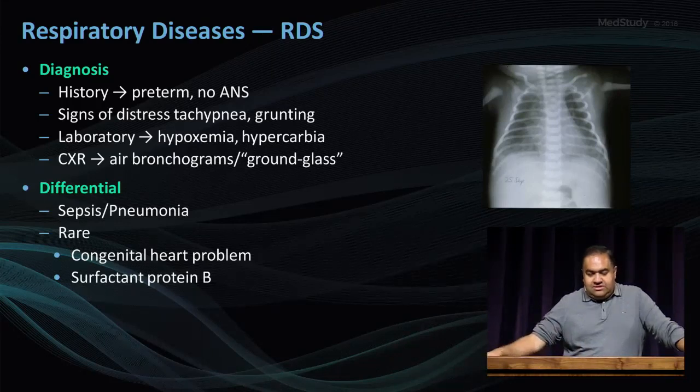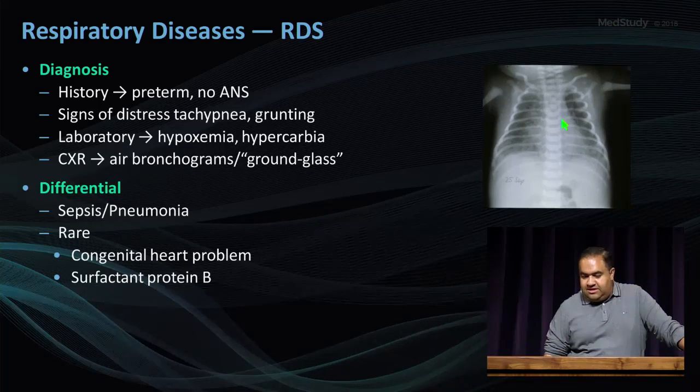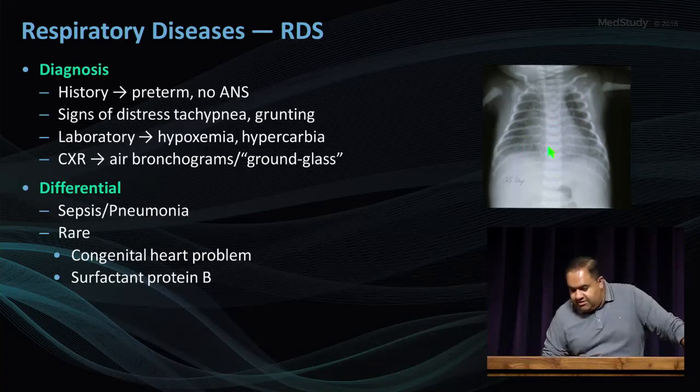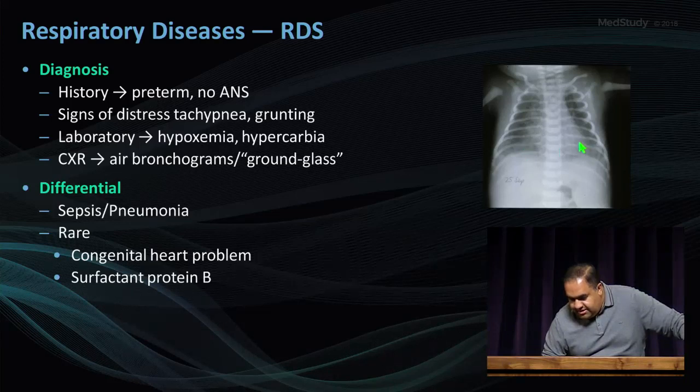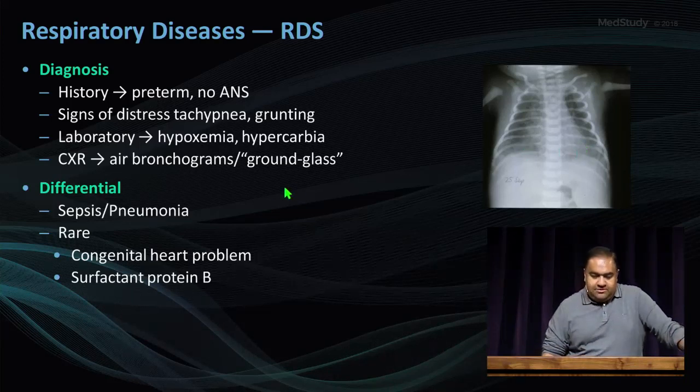So really diagnosis, premature signs of tachypnea, grunting. Here's that hypoventilation, usually 7 to 8 ribs in excursion. You have this kind of ground glass appearance, and you can kind of see in through here and down here, those air bronchograms, okay?